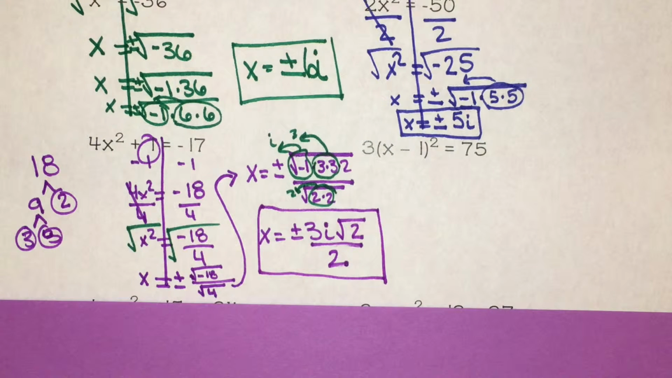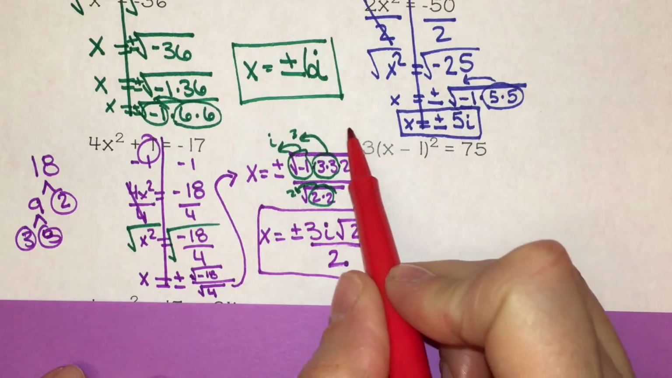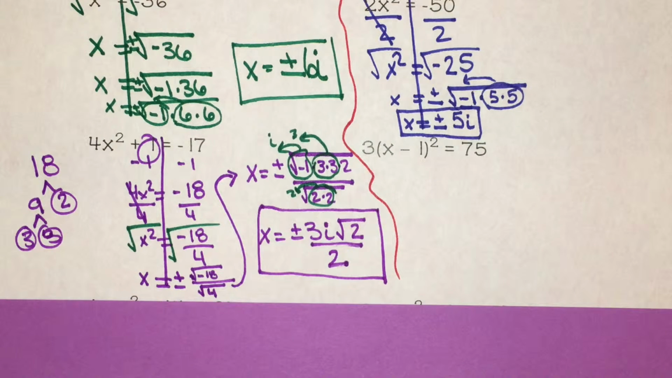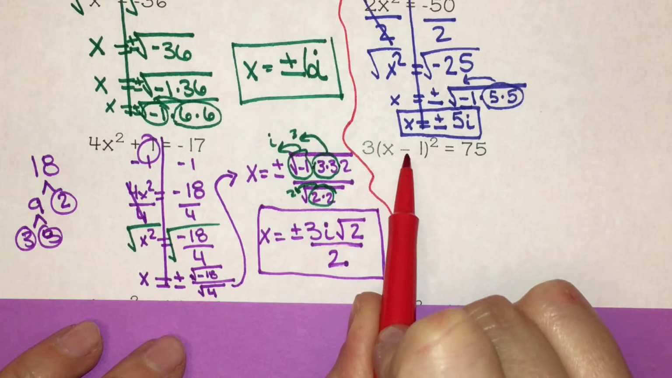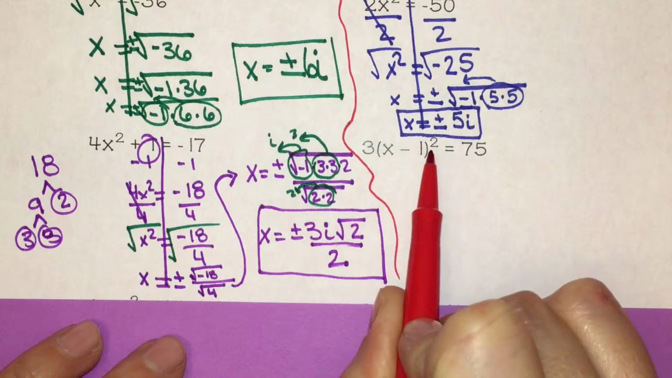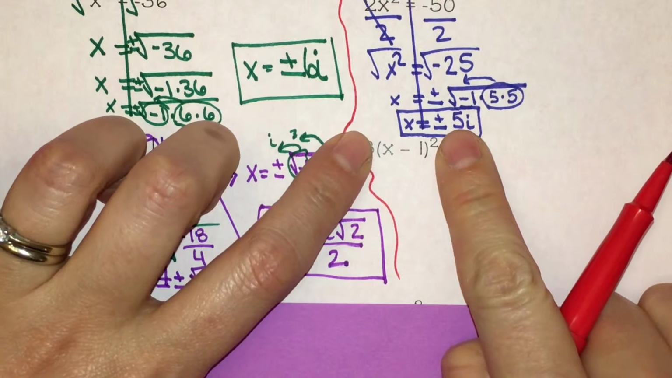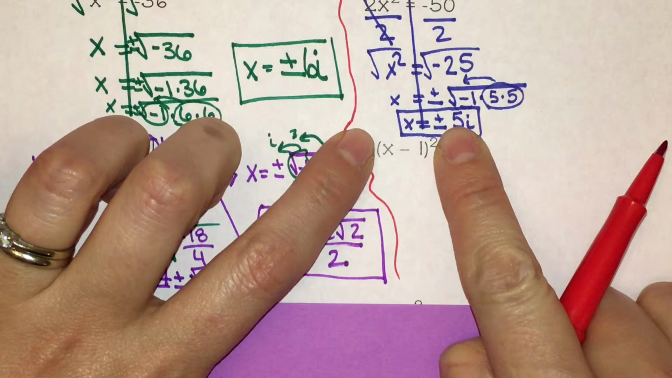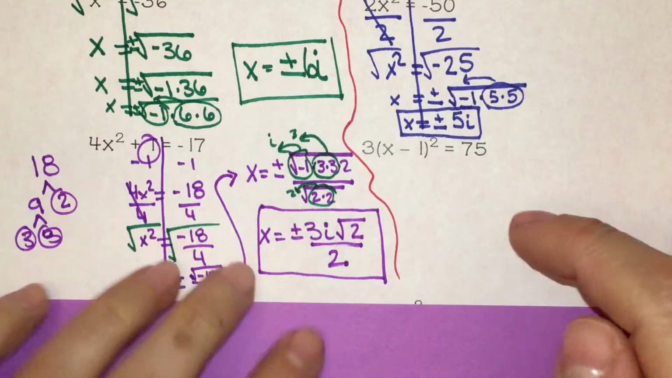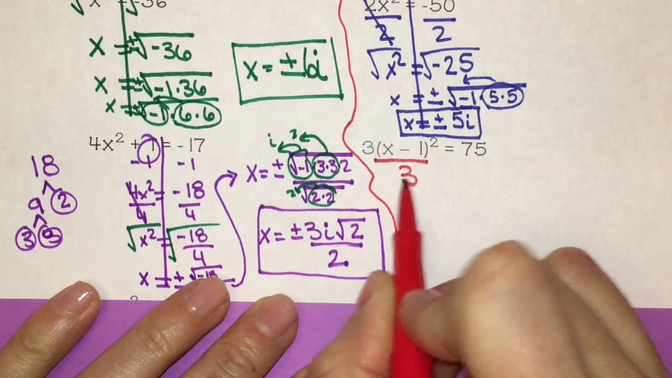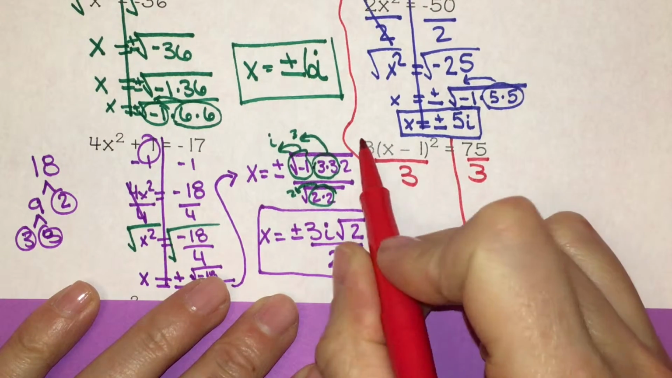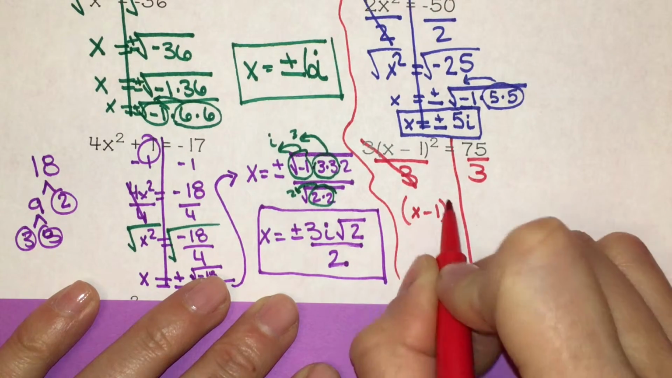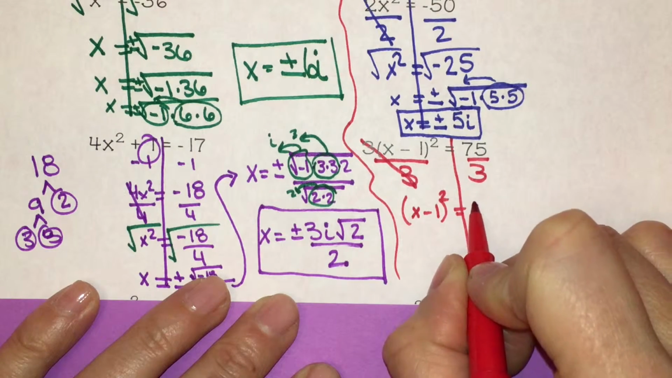All right. I have another example. I'm just going to draw a line here so you can see where my problem's separated. I have an x minus 1 inside parentheses that are squared. So because that entire part is squared, that's what I want to get on one side of the equal sign all by itself. That times 3 has to go away. So I'm going to divide both sides by 3. That's my first step. 3 divided by 3 is 1. So I'm left with x minus 1 squared equals 75 divided by 3 is 25.